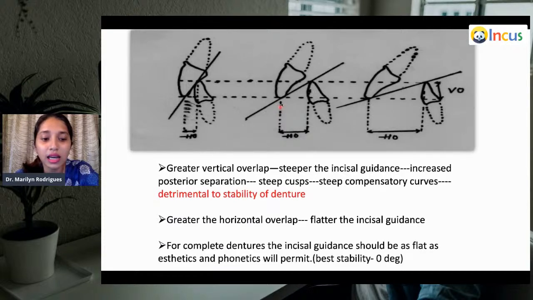And the last thing is that for complete denture, the incisal guidance should be as flat as possible, meaning as flat as the aesthetics and phonetics of the patient permit. You cannot make it flat and have no aesthetics at all, or the phonetics will be affected. It should be within the physiological limits of the patient. Theoretically, it is said that the best stability is when the incisal guide angle is 0 degrees. But we cannot give 0 degrees every time for the patient. It will be very unaesthetic.